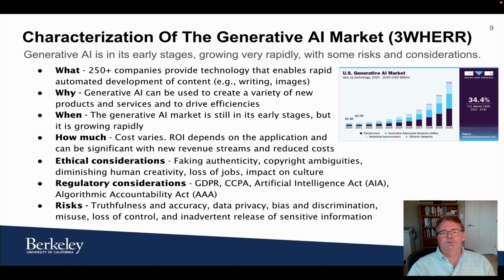Risks fall into several categories, and again, not an exhaustive list here. Truthfulness and accuracy, data privacy, bias and discrimination, misuse, loss of control, and inadvertent release of sensitive information. Generative AI can be used to create false and misleading information presented as fact. It can produce misleading, harmful, or inappropriate content in any context very easily. So misinformation and disinformation are broader overall concerns.